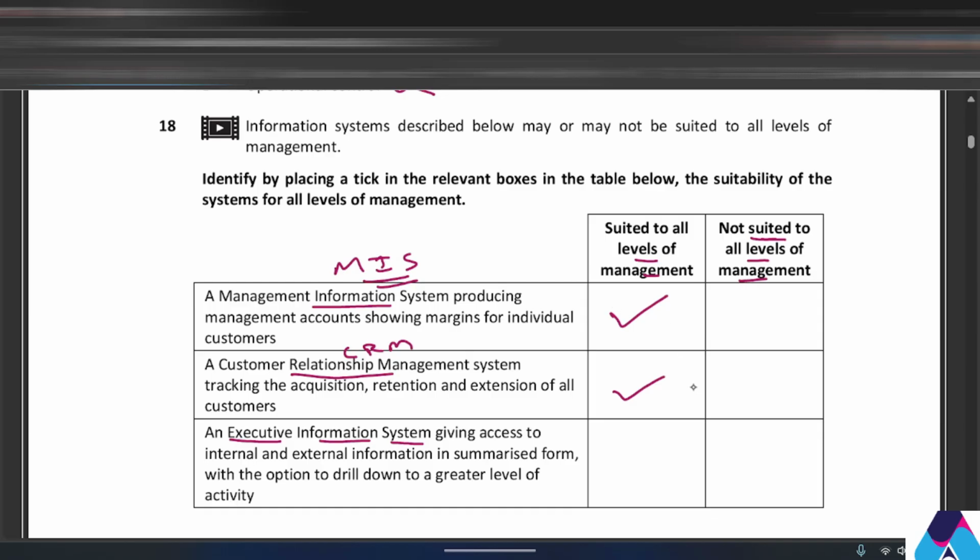this is not suited to all levels of management. It is only suited for the strategic level, the board level, the decision makers, the senior management, right? So for them, the executive information system is specially designed. So it's not suited for all levels of management. Except for that, the MIS and the CRM are suited to all levels of management. Okay. So therefore, this is going to be our answer.